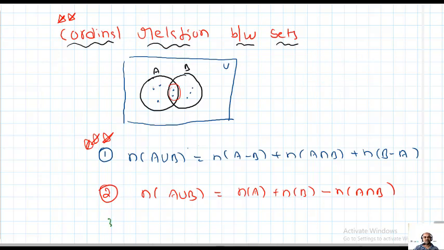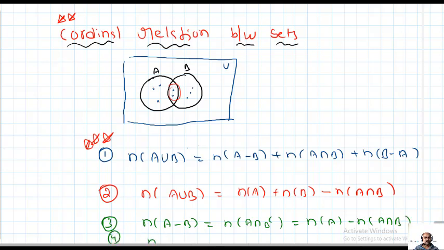Third cardinal relation: n of A minus B, or sometimes I can say n of only A, that is A intersection B complement. How many elements? 3 elements are there. What is that? n of A minus n of A intersection B. Similarly, fourth one, n of B minus A, you want. That is n of B intersection A complement. That is nothing but n of B minus n of A intersection B. So by using Venn diagrams you can solve so many problems.